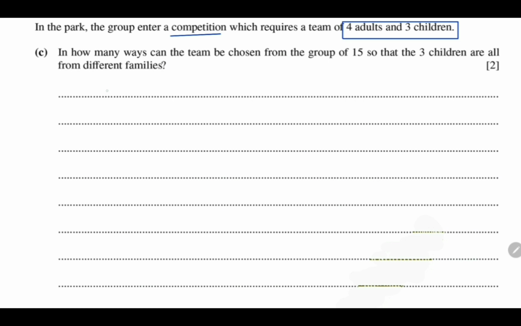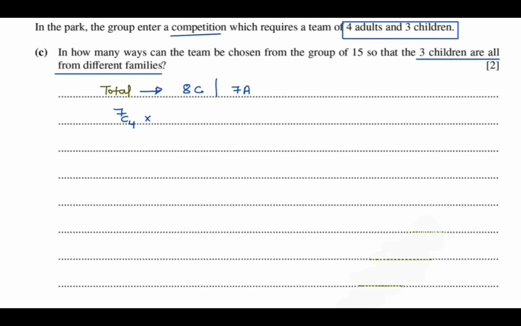So in total we have how many? 8 children and 7 adults. Now 4 adults are chosen from 7 adults. So how many ways? 7C4 ways are there to choose 4 adults out of 7. Now we have to select 3 children, but these 3 children are all from different families. Therefore we have to choose one from each.